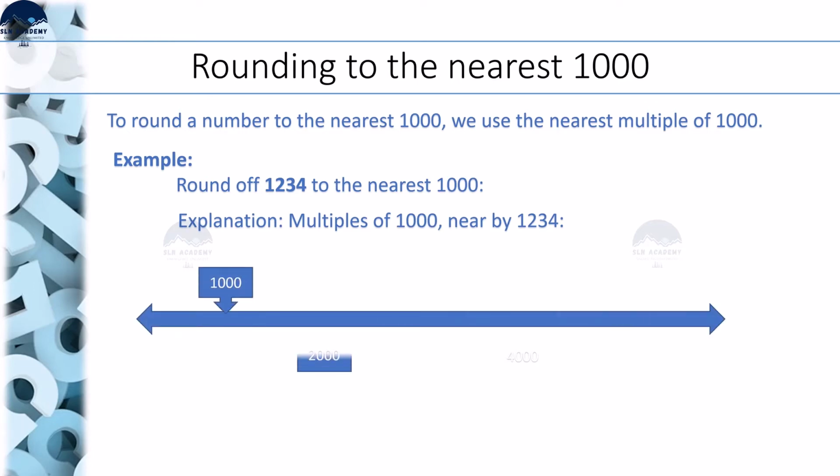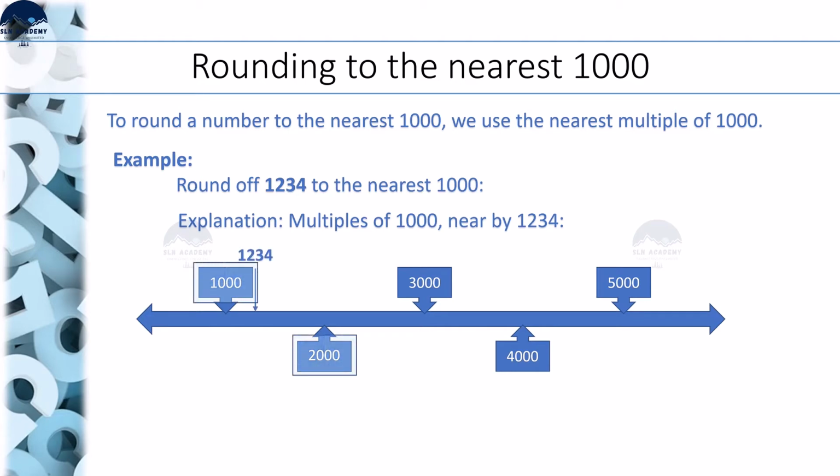1000, 2000, 3000, 4000 and 5000 are some multiples of thousands which are nearby the given number 1234. 1234 is in between 1000 and 2000. One of these numbers is the nearest thousand of 1234. To choose the nearest thousand, check the digit which is present in hundreds position.